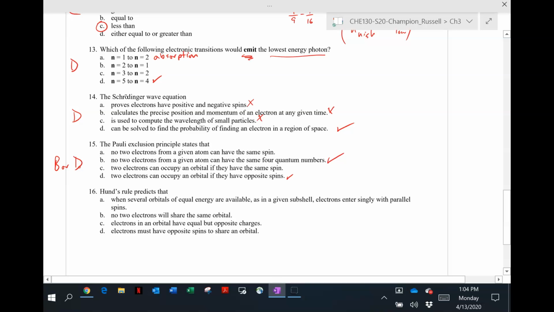And number 16, Hund's rule says that if you have several orbitals of equal energy available in a given subshell, they enter singly with parallel spins. That's a good statement of that. No 2 electrons will share the same orbital isn't true. You can spin pair them. Hund's rule just discourages you from spin pairing them. It doesn't say anything about the charge, and the electrons having opposite spin in the shared orbital, that's really more the Pauli principle than Hund's rule. So A is our best answer there for that one.